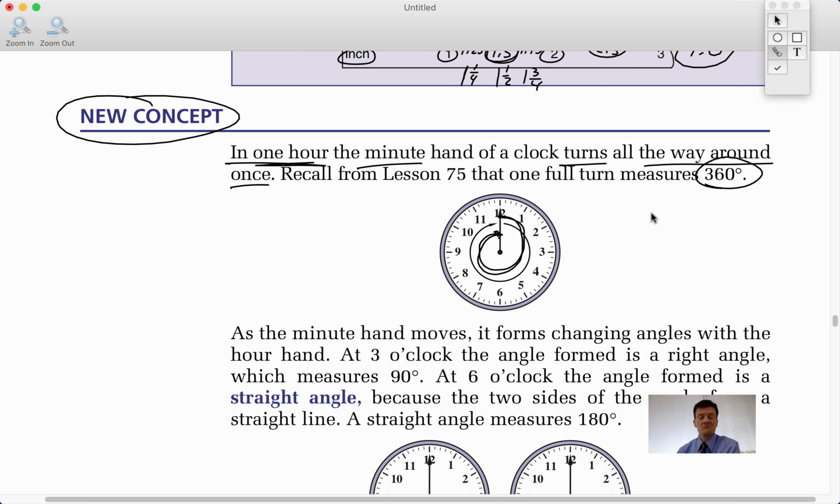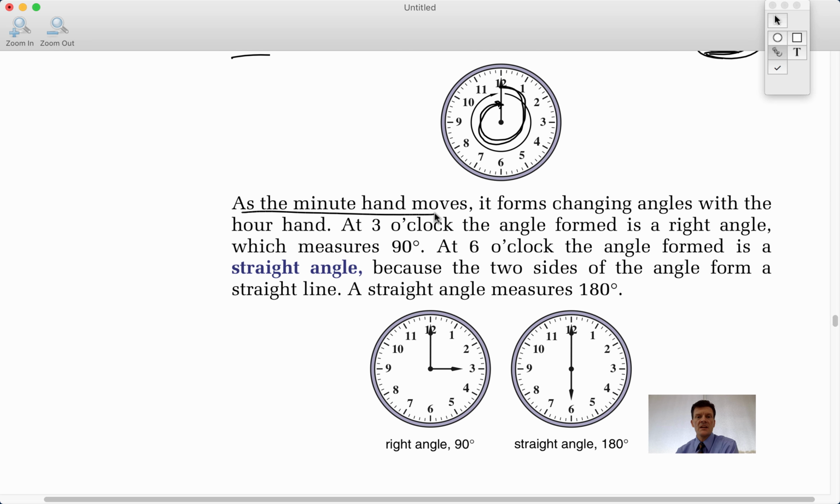Each degree, okay, it was established at some point that a degree is 1/360th of a full circle. So each degree is going to be 360 of those to go around a full circle. Okay?